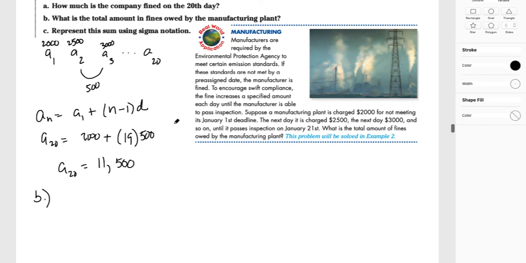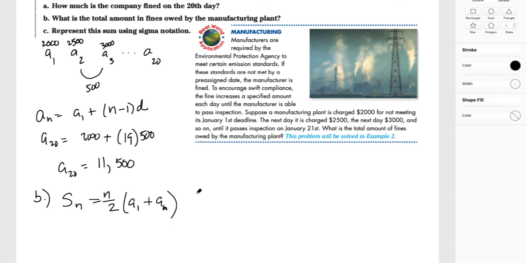The next part of this, part B, asks what is the total amount of fines owed by the manufacturing plant? So we're to assume that every day the charge is cumulative. So the $2,000 doesn't get replaced by the $2,500. It's $2,000 for that first day, $2,500 for the next day, so forth and so on. So we are looking at the sum of an arithmetic sequence. You remember how we did that? The formula was S sub n is equal to n over 2 times a sub 1 plus a sub n. So remember, this was when we talked about Carl Gauss and how he was left to add up a bunch of numbers, all this stuff.